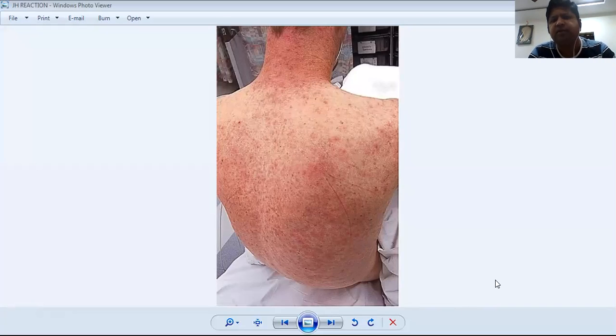So this is what happens in the Jarisch-Herxheimer reaction. You can see a large amount of rashes, redness on the skin, along with fever, pain, myalgia. Is it clear? Shivering, fever, myalgia, vascular collapse. You can see this kind of rashes are going to develop in the Jarisch-Herxheimer reaction. So that is about the Jarisch-Herxheimer reaction. Please remember this because it is one of the specific side effects that might be asked in examination.